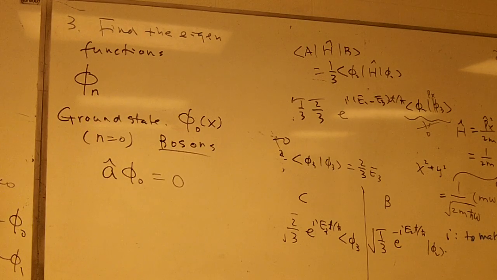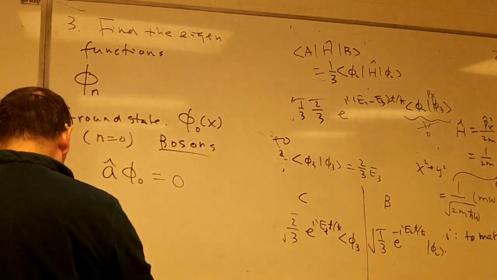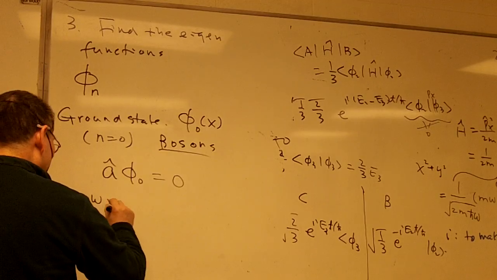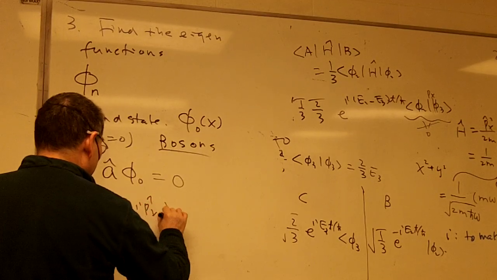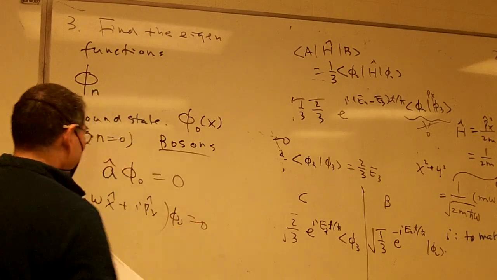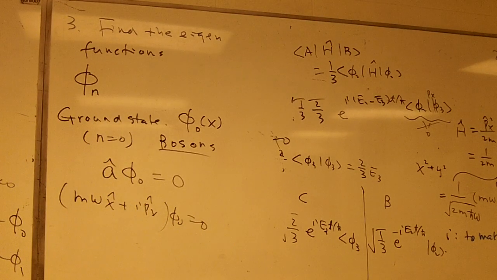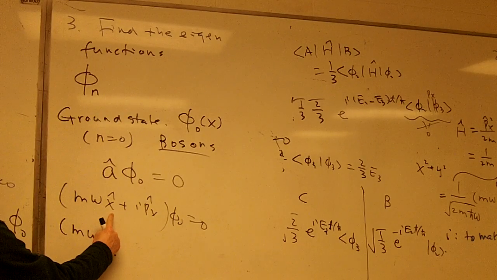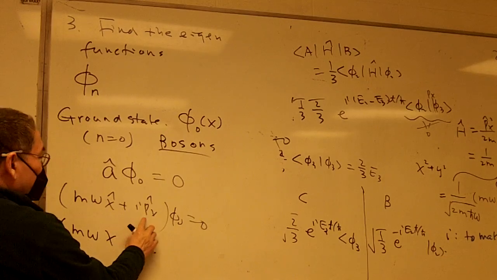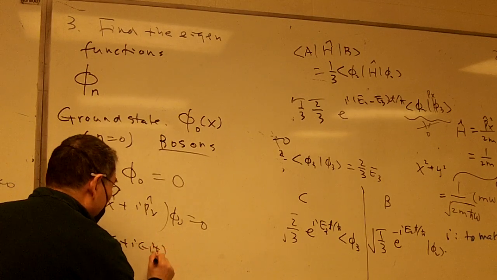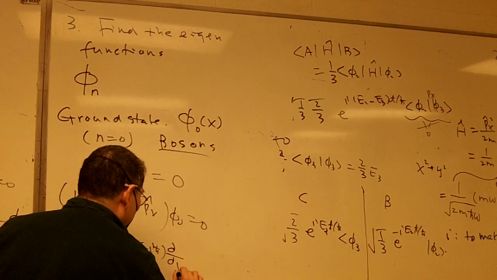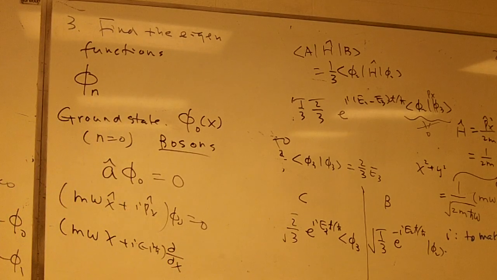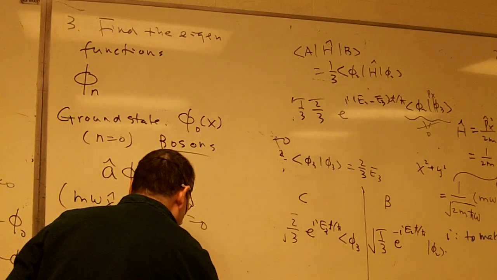Now, if this is the real ground state, the coefficient doesn't matter, so I'm going to write this down now. My a-hat is just m omega x-hat plus i p-hat, and this equals 0. Throwing out the coefficients doesn't matter. So this equation can be written out completely. In the Cartesian representation, x-hat is just x. This part we know now: negative i h bar, partial x, that's my momentum operator, acting on phi 0 equals 0.